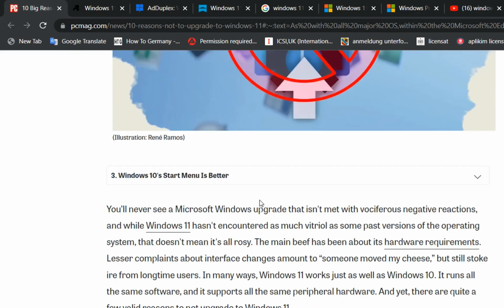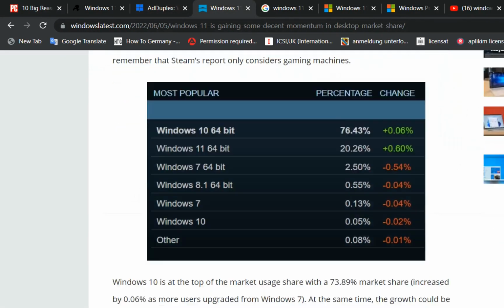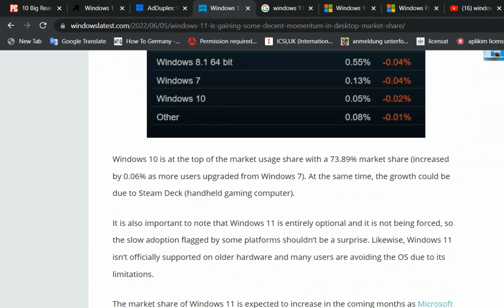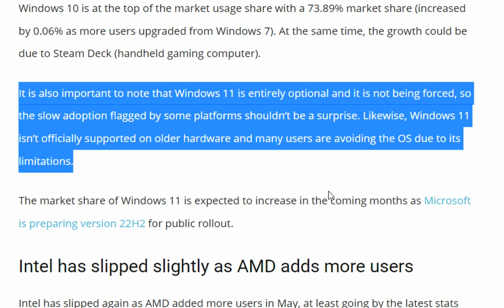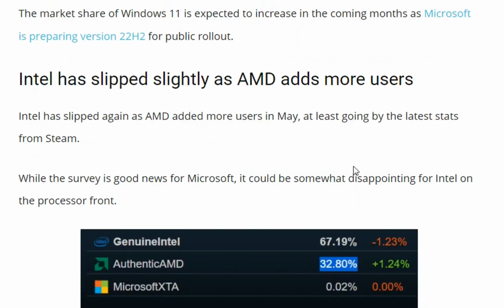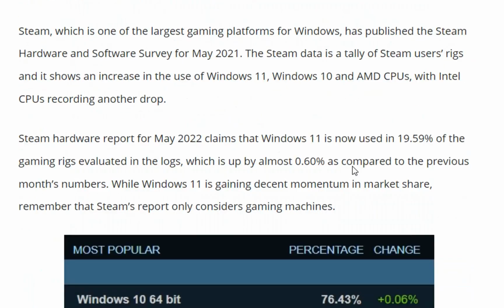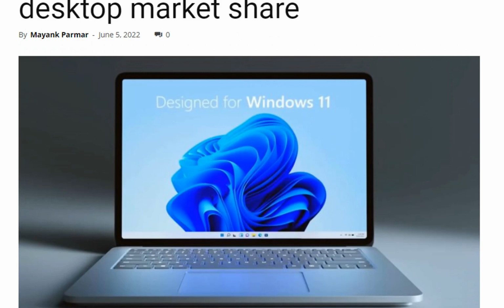So, what are the main reasons that the users are not installing Windows 11 on their PCs? We're gonna review three main reasons why users are not installing Windows 11 on their Windows PCs. So let's review these reasons and let's find out why Windows 10 is still the leader of Windows PCs.